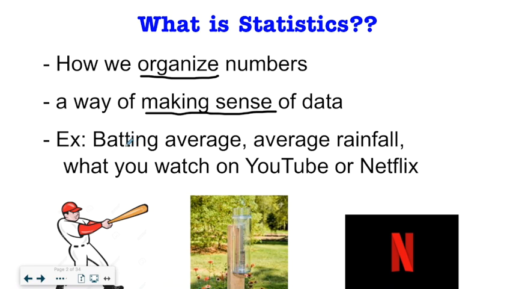So again, like I said, like batting average, what the probability of you getting a base hit would be. Average rainfall would be important for our climate nowadays. And also what you watch. So the people from Netflix or content creators on YouTube, what they need to do is they collect data from what you watch, and then they need to make sense of it by seeing the average viewership on a video, how long people watch those videos, so they can plan accordingly.